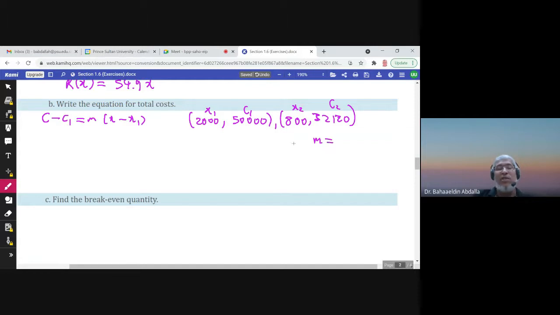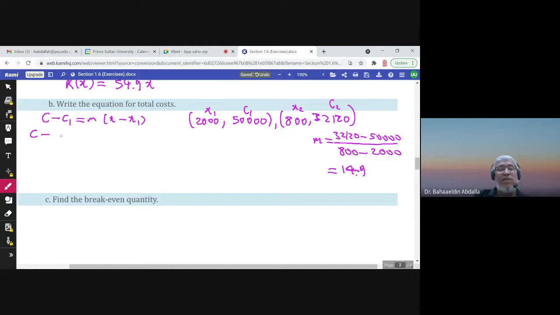But I need to find the slope. The slope is delta C over delta X. So I subtract C2 minus C1 over 800 minus 2000. Evaluate using the calculator: 32,120 minus 50,000 over 800 minus 2000. So the answer is 14.9. So the slope, this is the marginal cost, by the way. That's the slope, okay. So what would be the cost function?